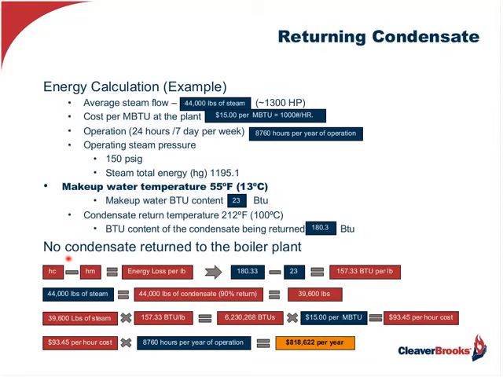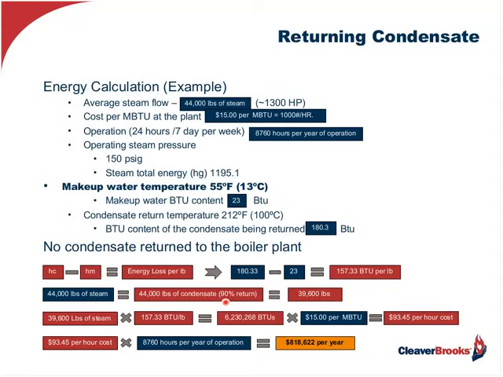If no condensate is returned to the boiler plant, I'll be losing this, or if it is returned, I'll gain it, obviously. So I go through the 180.3 BTUs minus the 23 BTUs in the makeup water. So I've got 157.3 BTUs per pound that I have to add. Okay, 44,000 pounds per hour of steam, and I've got 90% condensate return. This is all based on 90%. So I'm losing 10%, regaining 90%.